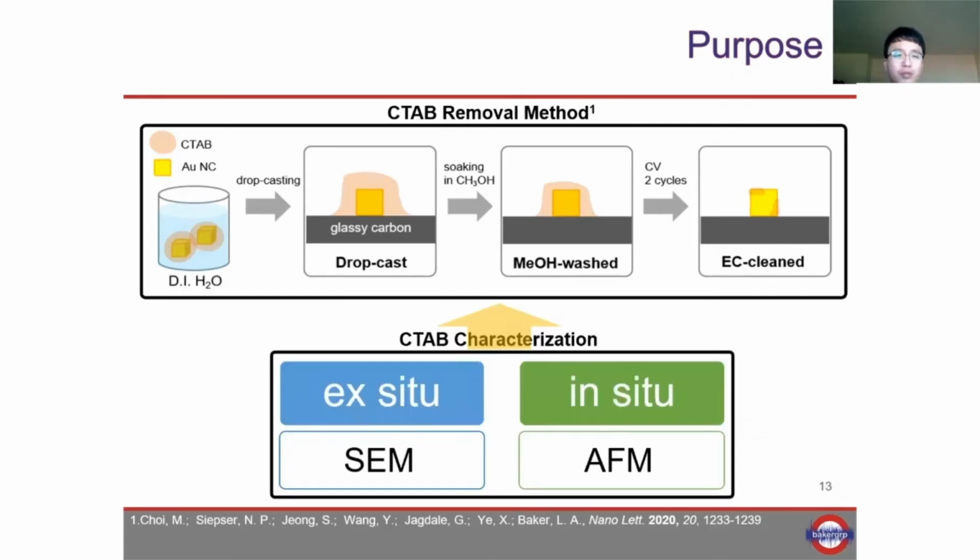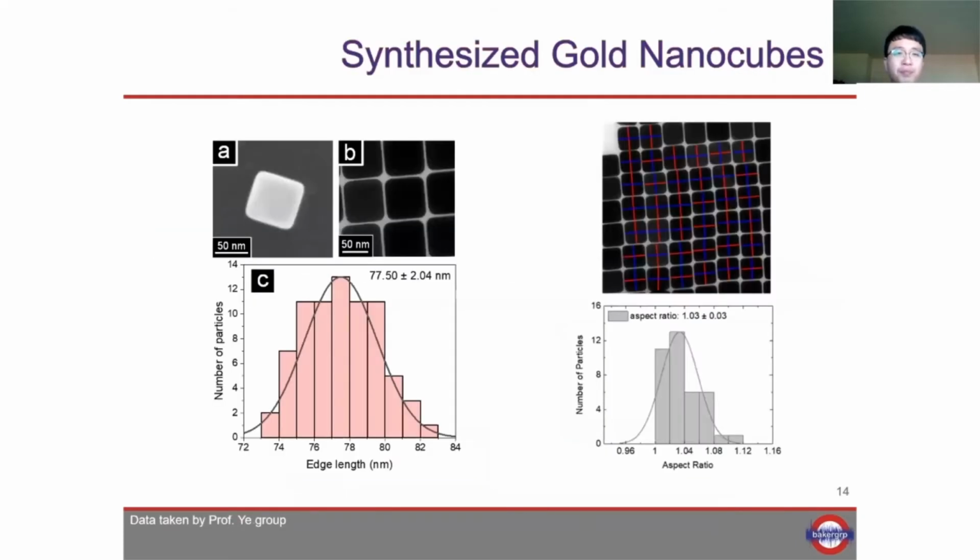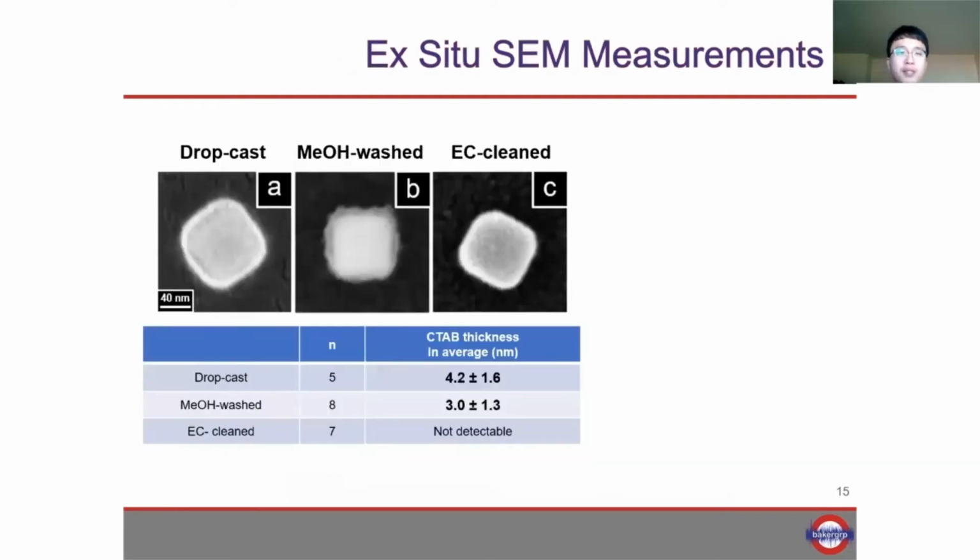Using 2 microscopies, SEM as ex situ and AFM as in situ measurement, CTAB adsorbate was characterized at the nanoparticles at each step of the CTAB removal method. Gold nanocubes examined in this study have an edge length of 77.25 nanometers and an aspect ratio of 1.03. This slide shows the result of ex situ SEM measurement.